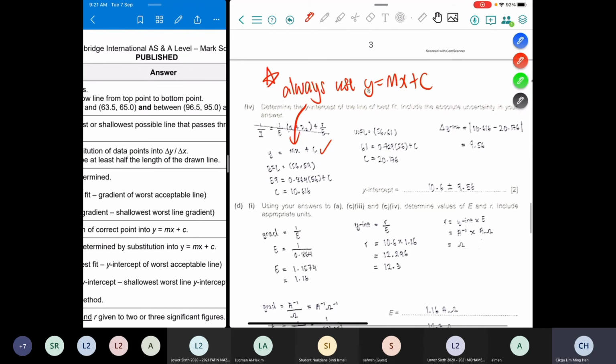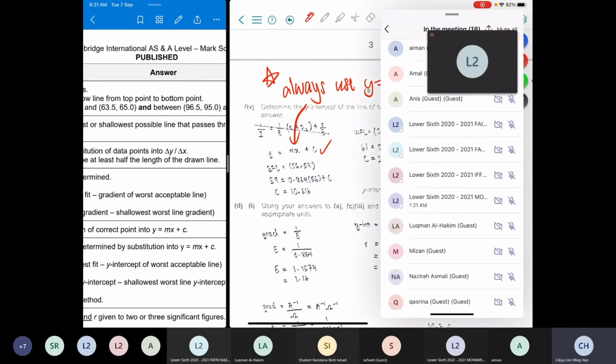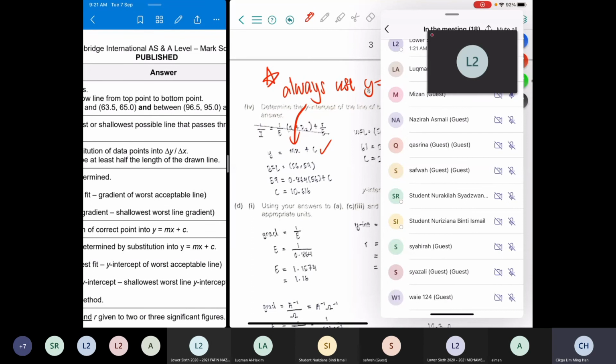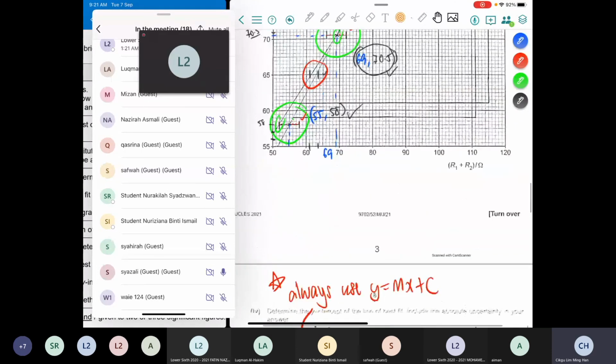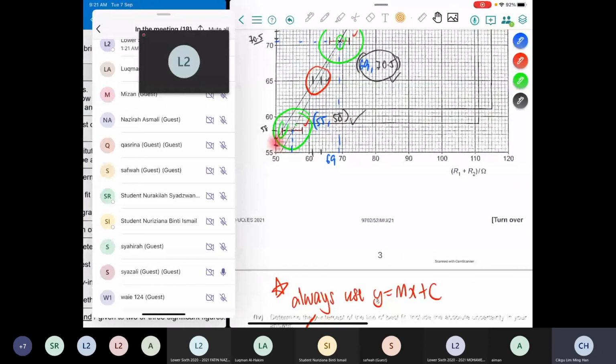You know why I should use y equal to mx plus c? Now I can ask somebody. Let's say Shazali. Shazali, are you here? Yes, sir. Why must you use y equal to mx plus c? Why can't you just read from the y-intercept directly? Accurate, sir? Okay, that's not the answer, but thank you anyway for your answer.